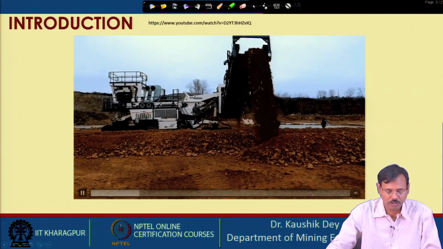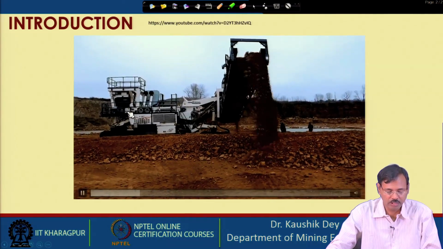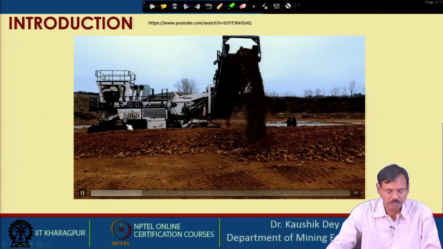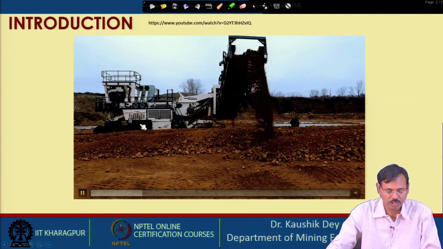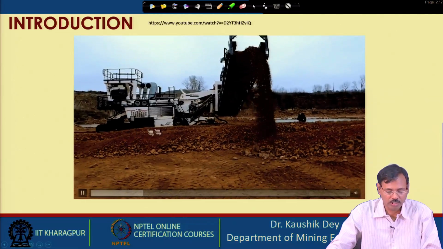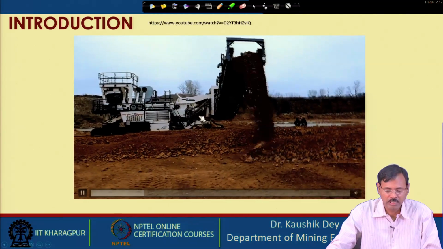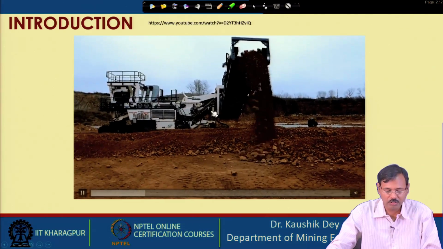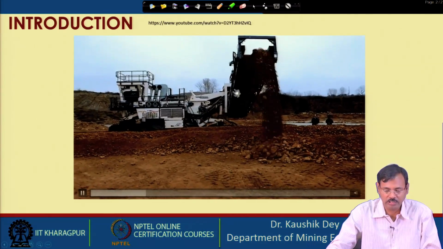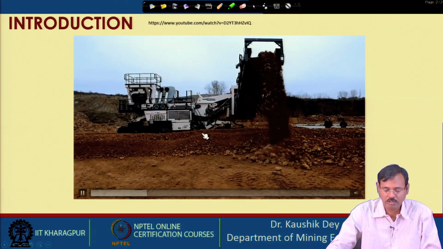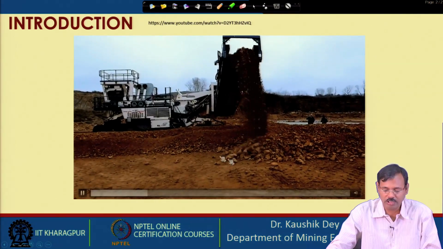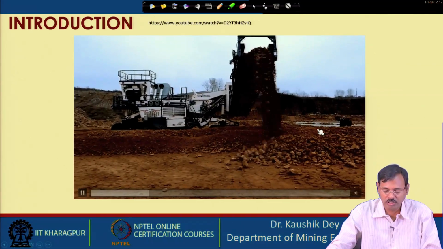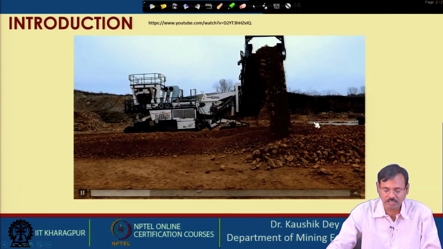You can see the size of the surface miner is big, and this is the operator cabin. The cutting drum is placed at this position, these are the front crawlers, these are the rear crawlers, and the material is being transported to the back side of the machine. This is the primary conveyor which takes the material, and this is the discharge conveyor which gradually discharges the material. In this case, the material is being discharged in a windrowing system, or you can say as a side casting system.